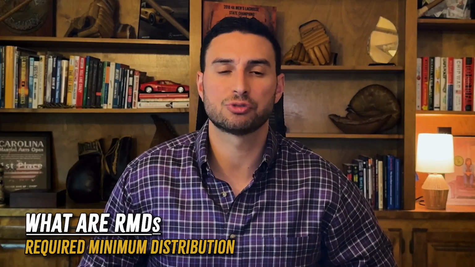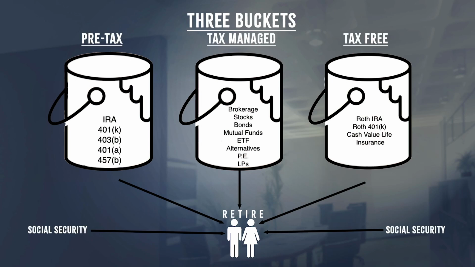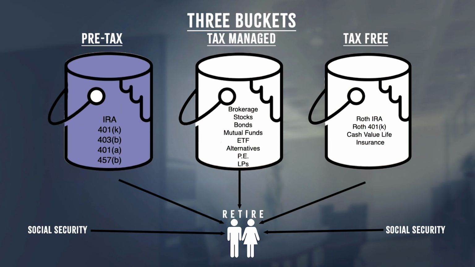If you've got money in a traditional IRA, 401k, 403b, or other pre-tax retirement accounts, the IRS won't let you keep it there forever. At a certain time, you have to start taking withdrawals and, unfortunately, pay taxes on them. What are RMDs? RMD stands for Required Minimum Distribution. It's the minimum amount that the IRS says you must withdraw each year from your pre-tax retirement accounts starting at a certain age. When we look at our three different types of accounts, or buckets as I like to call them, pre-tax accounts are things like traditional IRAs, 401ks, 403bs, pensions, and a number of other accounts.